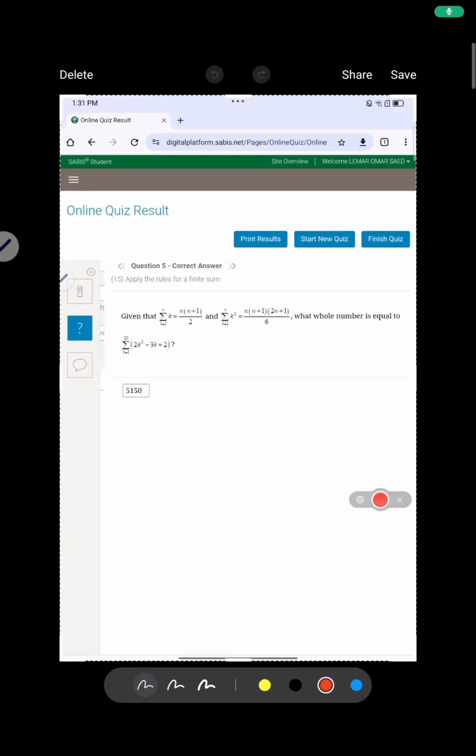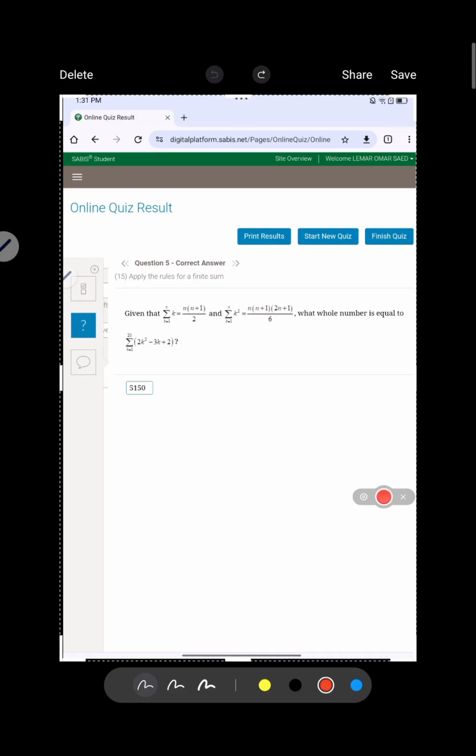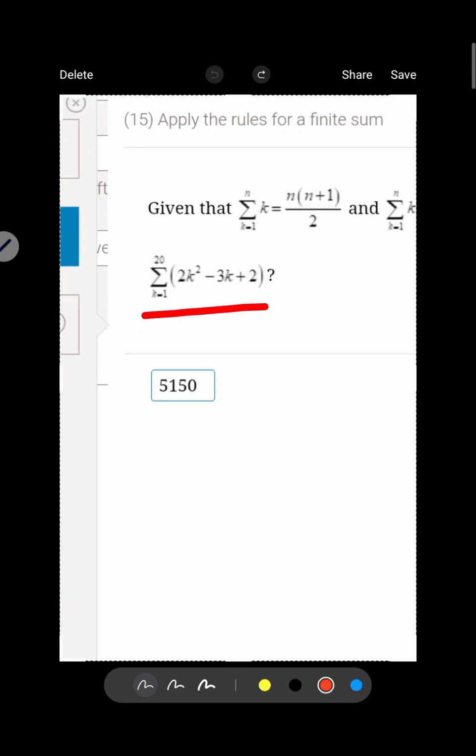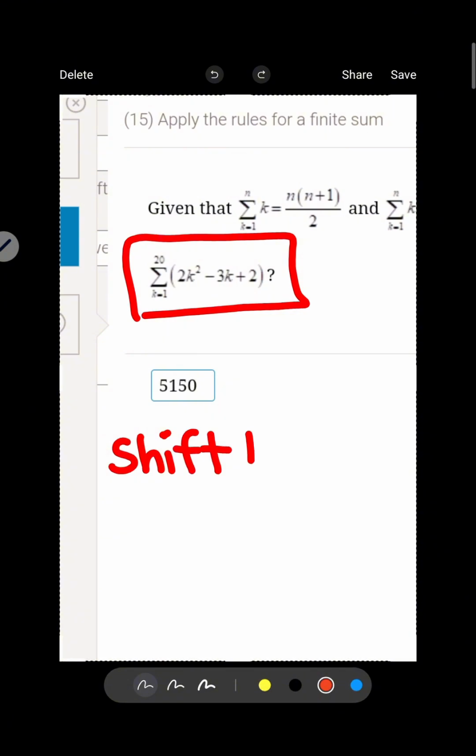Okay, for this question, you're just going to put it on the calculator, because here it's a very long way. You don't have to do this. What you're going to do is put this on the calculator. Just press shift, log. You will have to fill this in, and of course everything else, and you will get this number here.